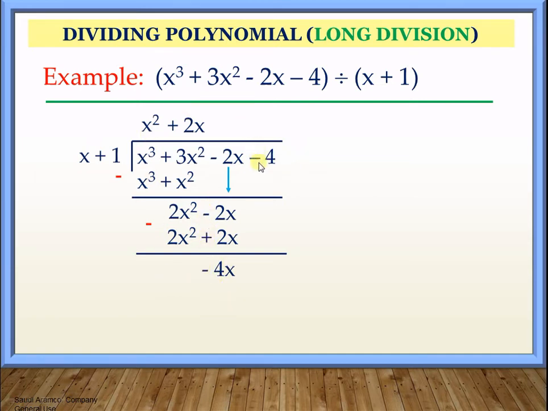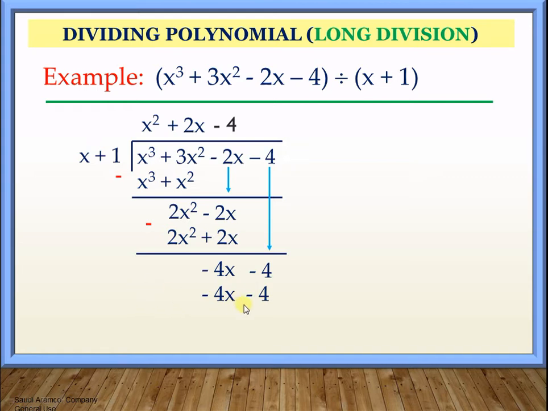Now check again. Can we still put down another term here? Yes, so the negative 4 will be placed down. Again, when you put down something, you go again to the leading term. So negative 4x divided by x will be negative 4. We place something here, we return it back. So negative 4 times x and negative 4 times 1 will give us this.